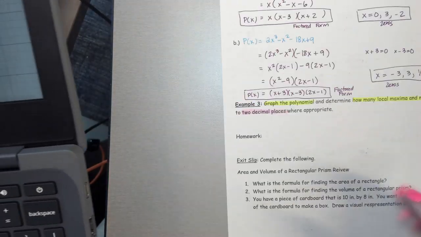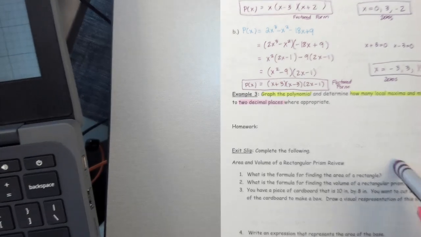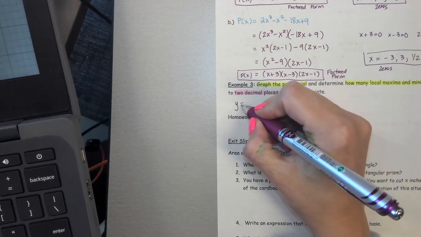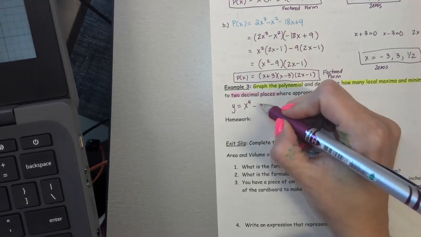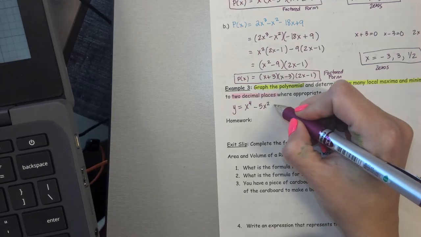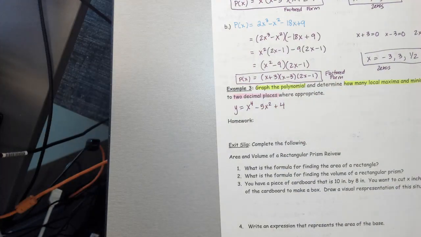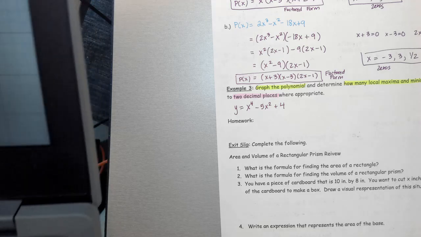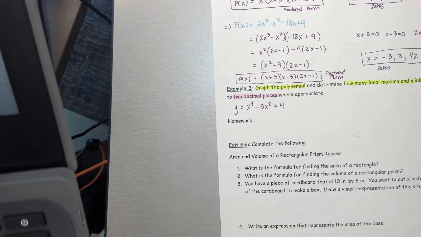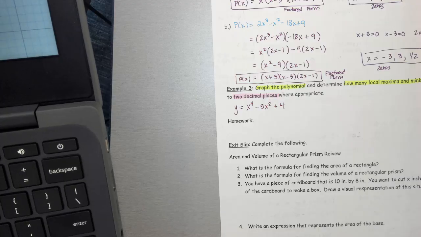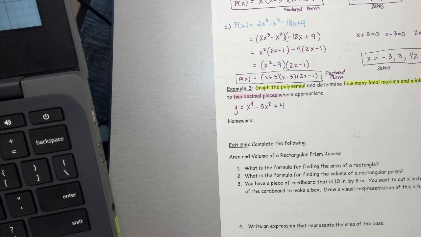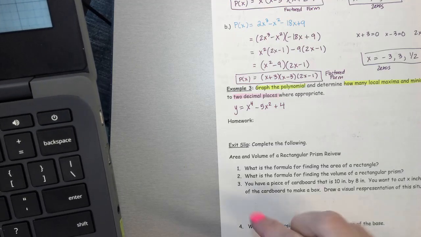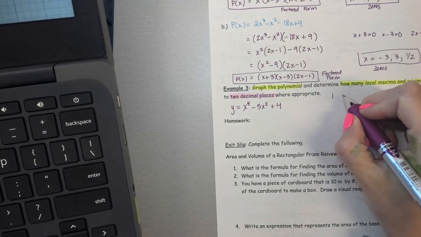Sorry, I didn't write down the function for you. We're doing y equals x to the 4th minus 5x squared plus 4. You can either graph it in your graphing calculator or Desmos. This one you can see in your standard window, so that part is going to be simple on either one. But when you are finding the points, I do like Desmos because you can just click.